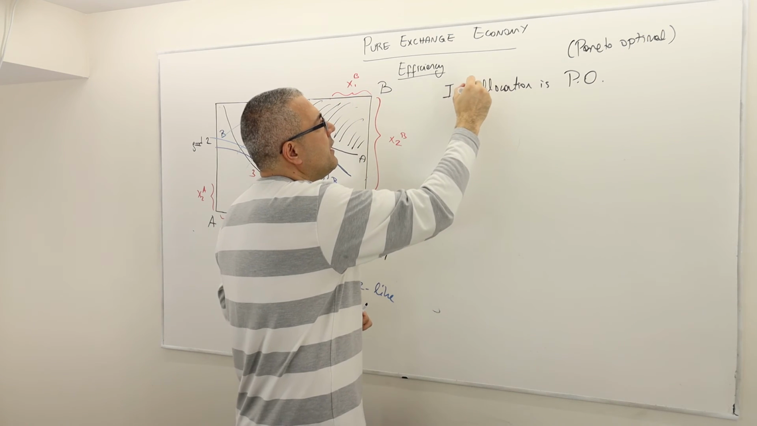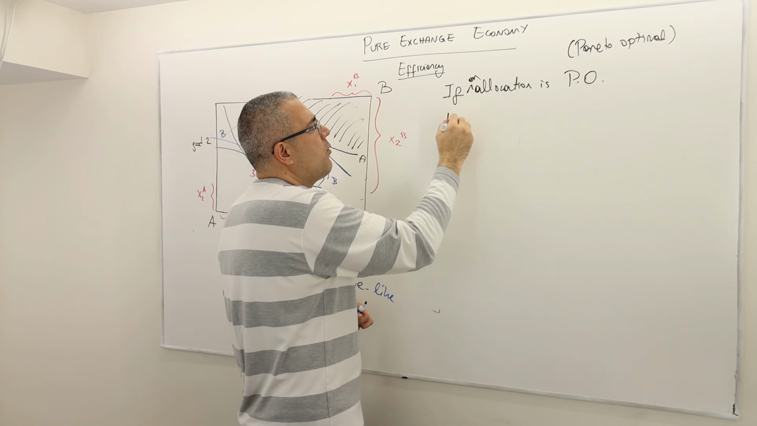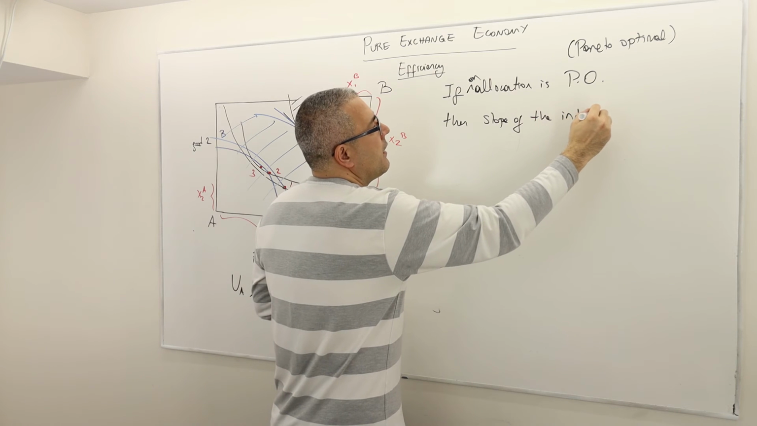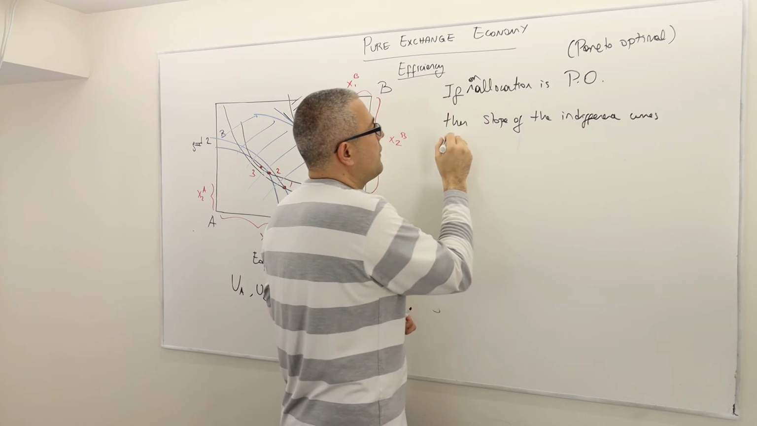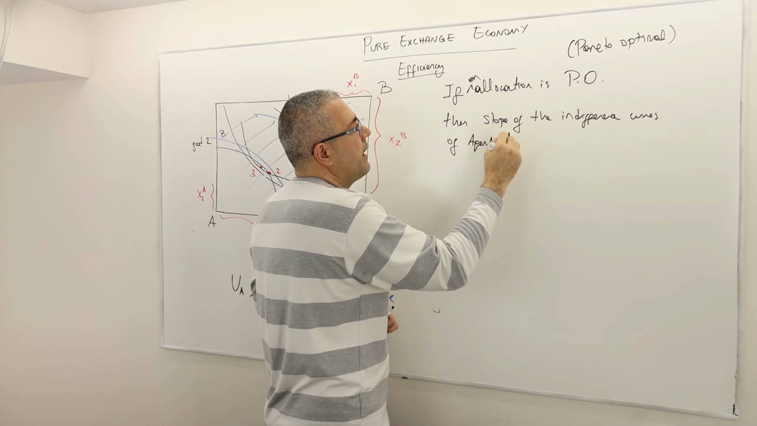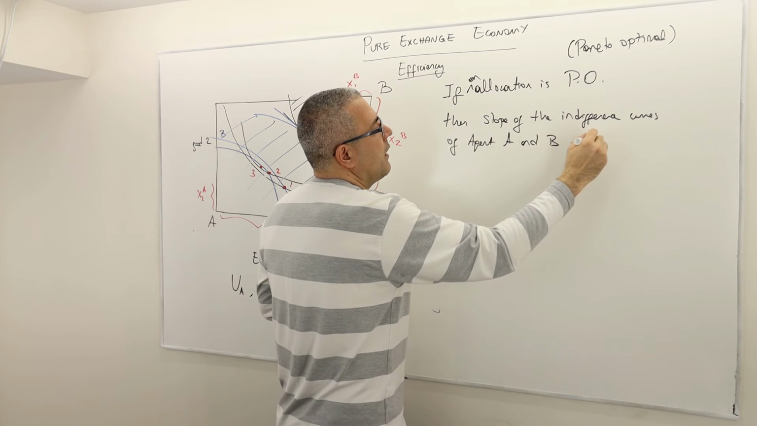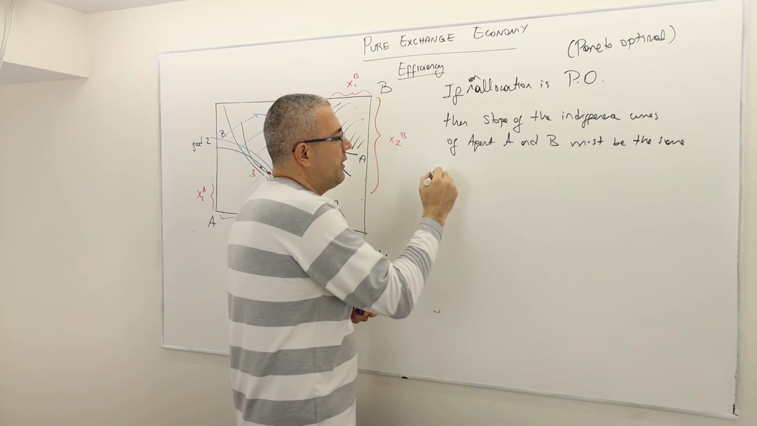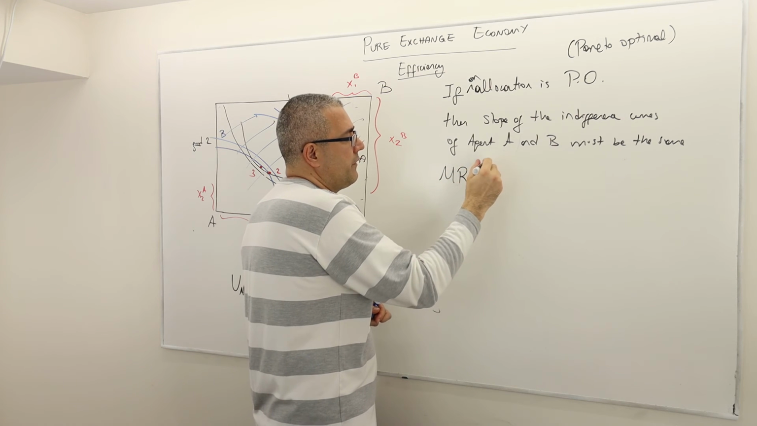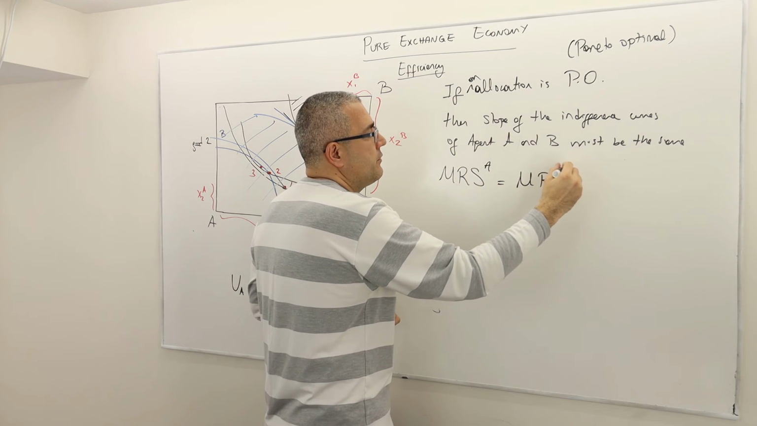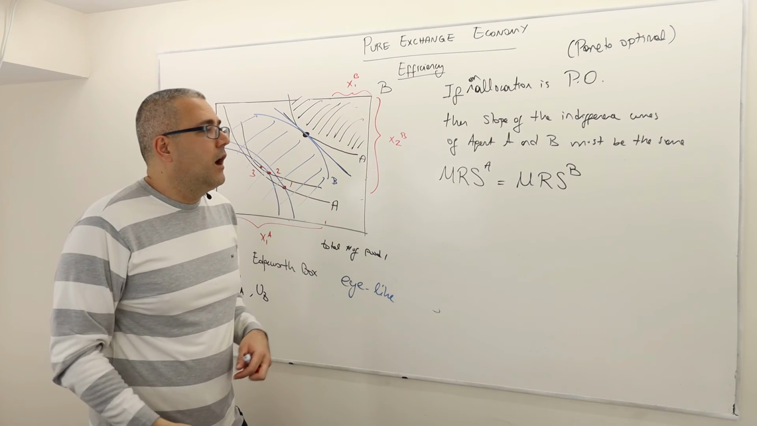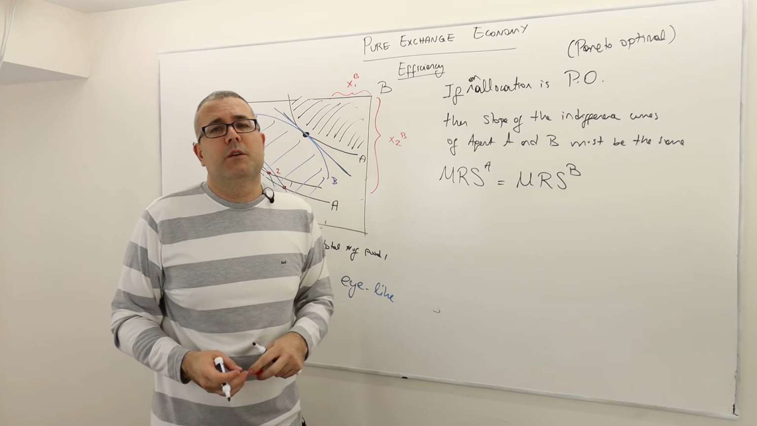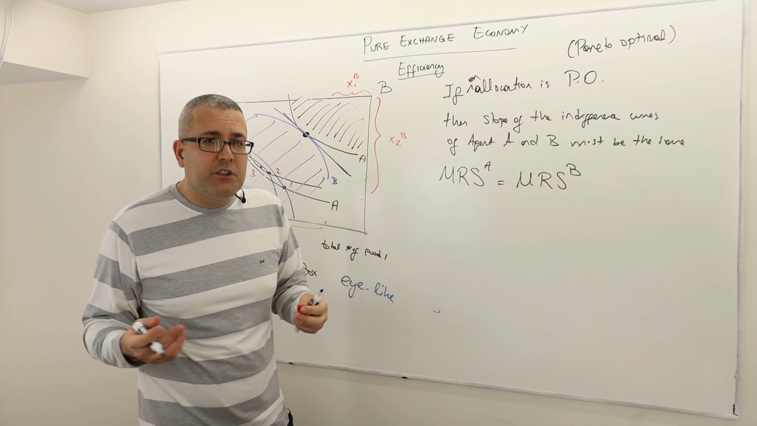So if an allocation is Pareto optimal, then the slope of the indifference curves of agent A and B must be the same, which mathematically implies that the marginal rate of substitution of agent A is equal to the marginal rate of substitution of agent B. All right? So we know how to calculate the marginal rate of substitution of agent A. We know how to calculate the marginal rate of substitution of agent B when they're differentiable, obviously.